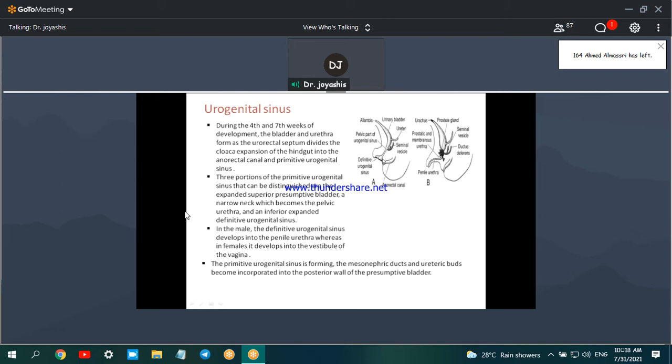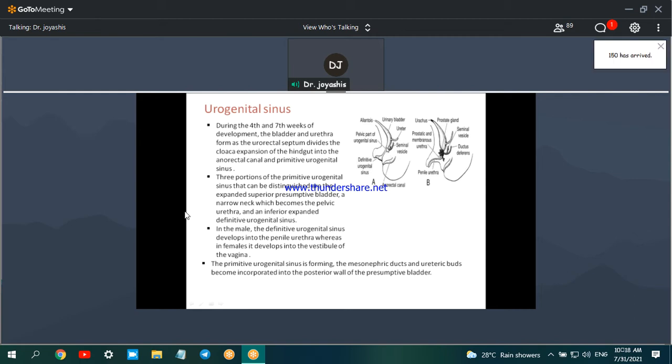This cloaca is divided by the urorectal septum during the 4 to 7 weeks of development into the anorectal canal and the definitive or primary urogenital sinus. So, the 3 portions of the primitive urogenital sinus that can be distinguished are the expanded superior presumptive bladder. This is the presumptive urinary bladder, and a narrow neck which becomes the pelvic urethra.